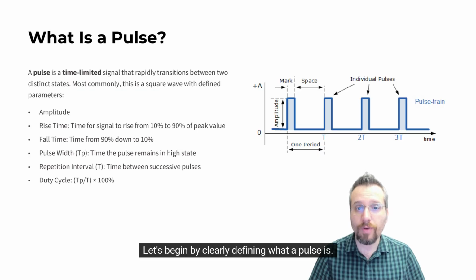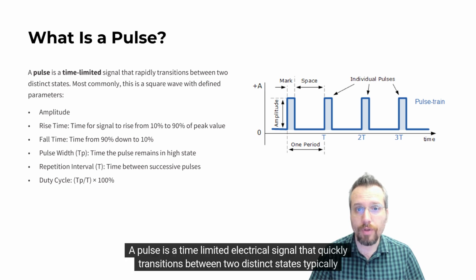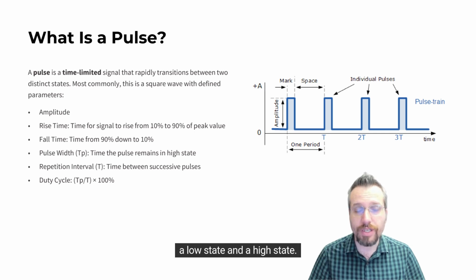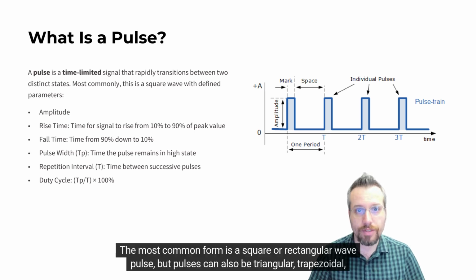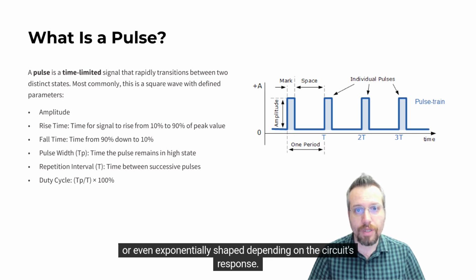Let's begin by clearly defining what a pulse is. A pulse is a time-limited electrical signal that quickly transitions between two distinct states, typically a low state and a high state. The most common form is a square or rectangular wave pulse, but pulses can also be triangular, trapezoidal, or even exponentially shaped depending on the circuit's response.